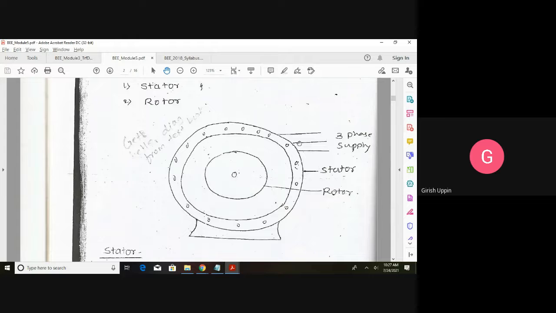So these are the three ends of the three phases RYB. If it is connected in star, we are going to get 4 wires. If it is connected in delta, we are going to get 3 wires. In the case of our alternator, this armature winding is connected in star fashion. Then this is the rotating part of the alternator, and on this we will have the field winding.